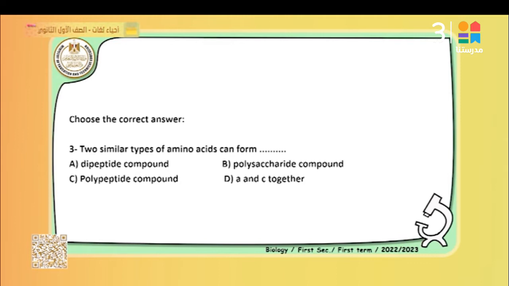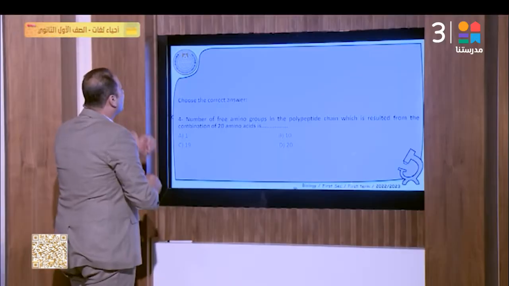Why? When 2 similar amino acids bond together, a dipeptide bond is formed. That's possible. And B, the polypeptide bond. Why? Because the 2 similar amino acids are repeated, forming the polypeptide bond. So the best answer is D, A and C together. That's right.